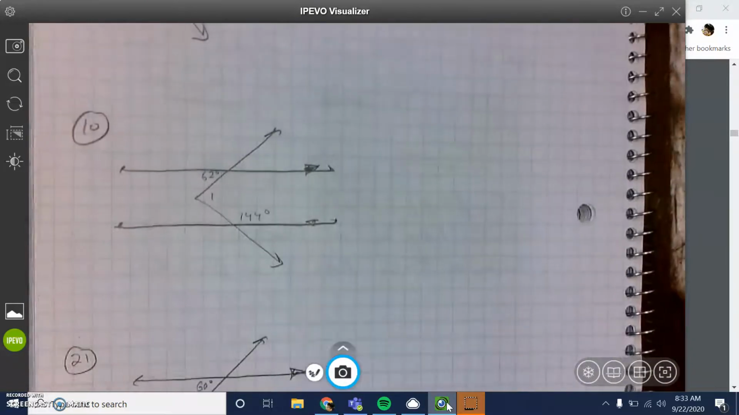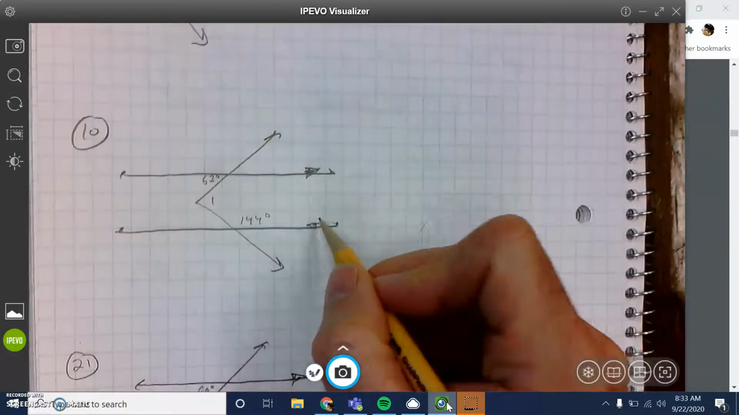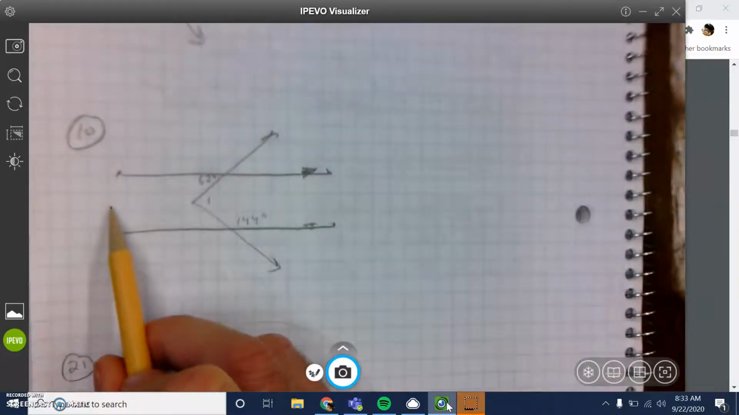Number 10. Here it looks like this. So these two lines are parallel. I got to find this angle 1. What's the first thing you do?